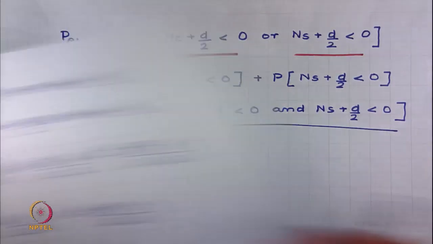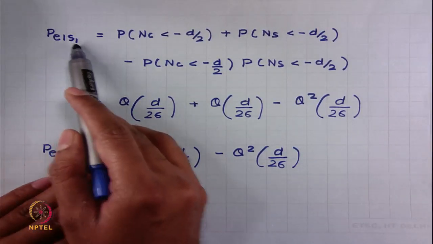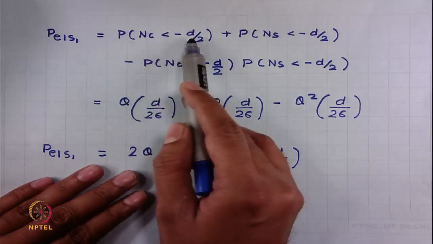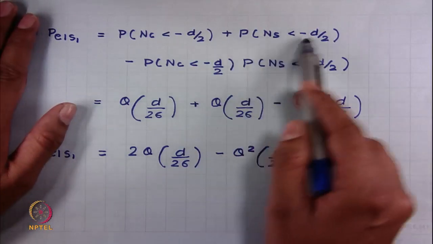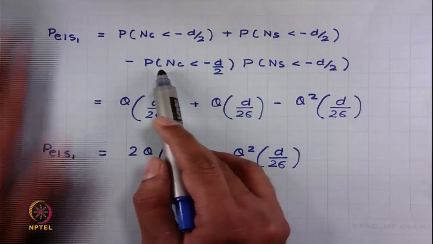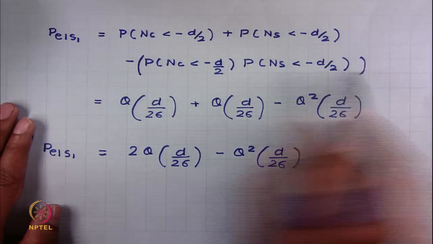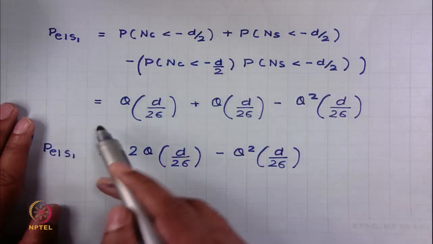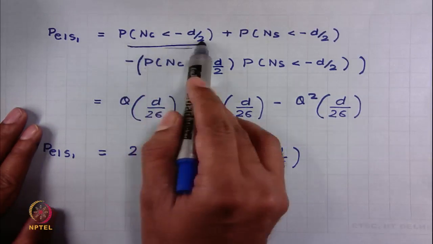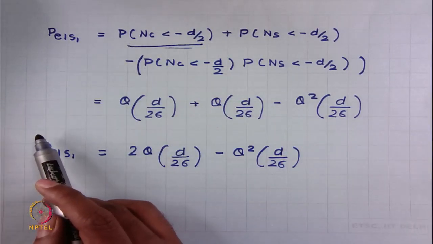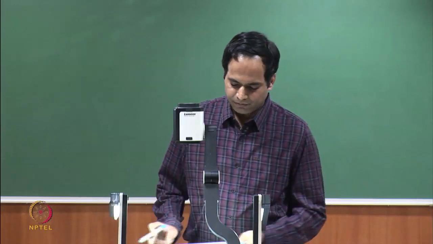All right. So, we get that the probability of error given that S1 is transmitted is the probability that NC is less than minus d by 2 and NS is less than minus d by 2, minus the probability that NC is less than minus d by 2 and the probability that NS is less than minus d by 2. Let us see what this probability is in terms of the Q function. So, first let us look at a picture.